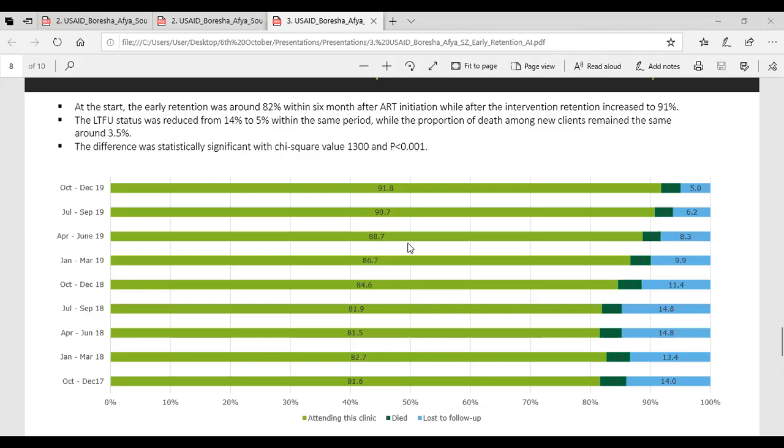During this time, we also noted that the retention among male and female was a bit different. Female clients were more likely to be retained as compared to male clients. This is still an area that we need to improve on, by coming up with some innovative ideas on how we can track and retain men in treatment.